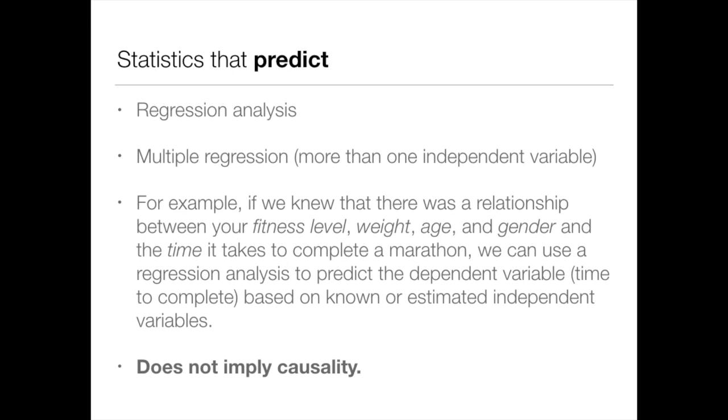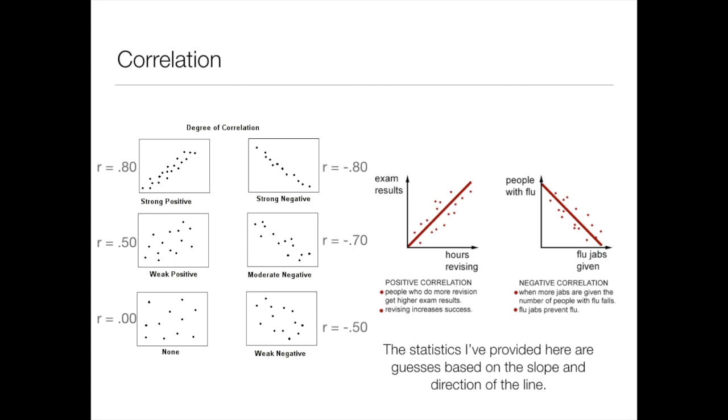So if we knew that there was a relationship there, we could say fitness level plus weight plus age plus gender predicts the time it might take you to complete a marathon within a given range of acceptability. So that's basically what a regression analysis would do. Now, if you think about it, what we're doing is extending a trend line, right? We're saying, given known variables, can I predict an unknown variable? So think back to regression and correlation. Essentially, we're extending these trend lines and saying, given this known variable, how do I predict this unknown variable?